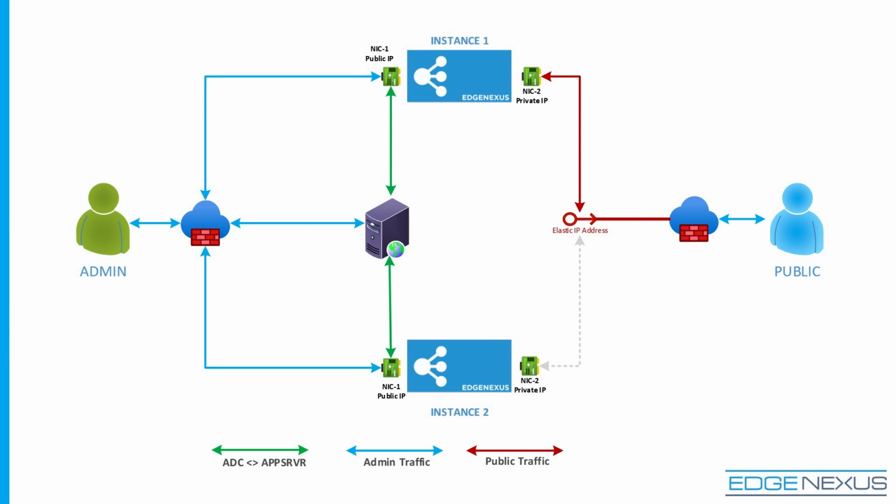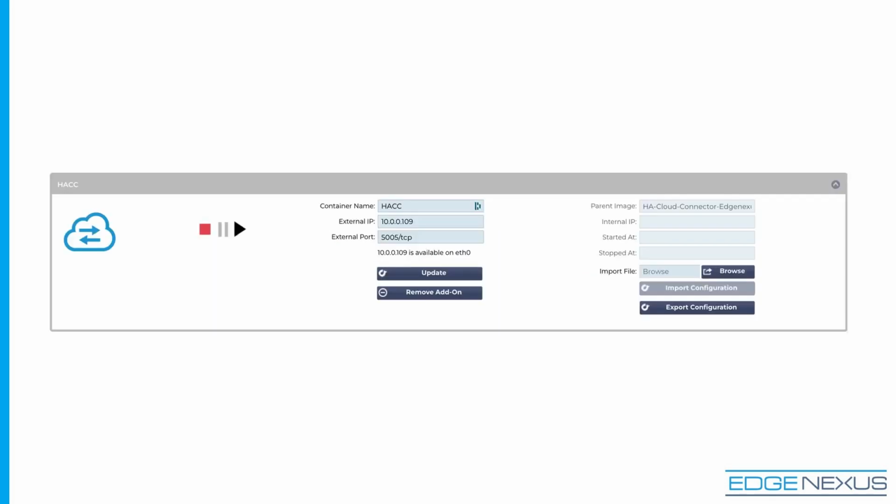Now that we have detailed how it works, we can see how it is configured. The HACC is integrated into the cloud versions of the Edge ADC, so unlike other apps, it does not require download and installation. All we need to do is make it operational and then use it. The first step is to provide a container name, IP address, and port. The container name is like a host name and can be anything you wish with no spaces or symbols.